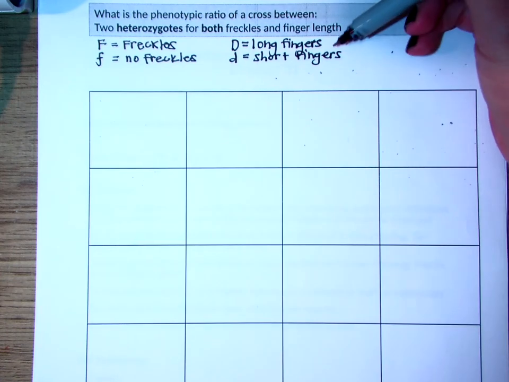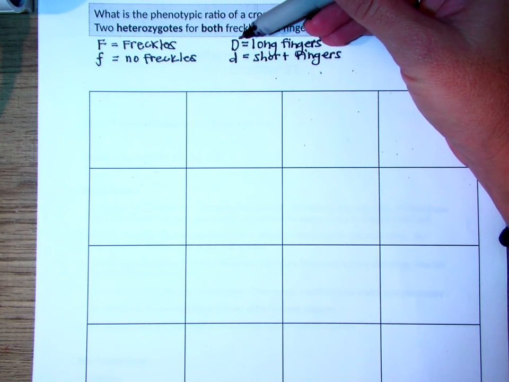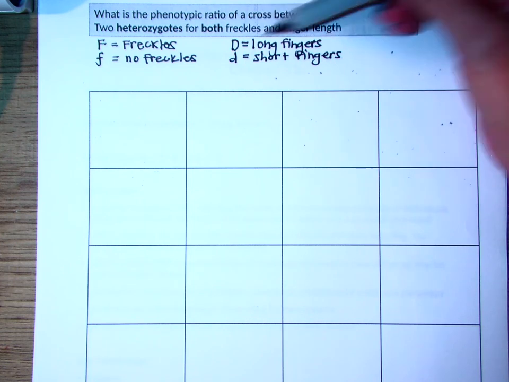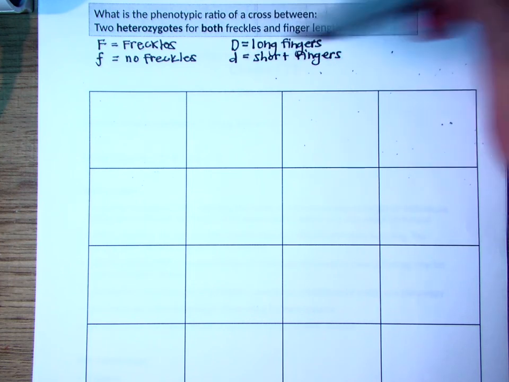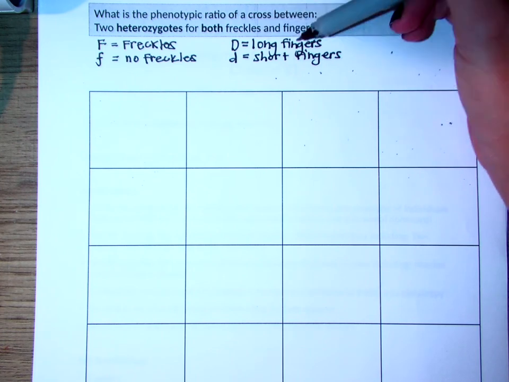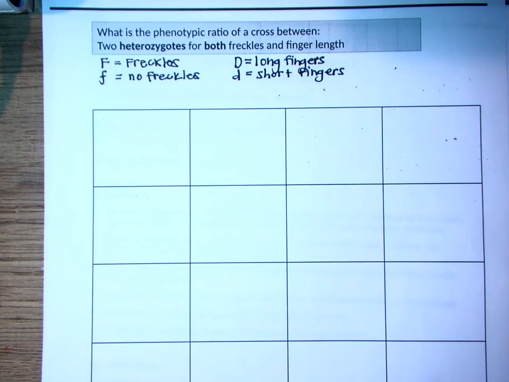And as for finger length, why is it D? Because now I'm going to have to say big D, and that makes me uncomfortable. Big D is for long fingers, and little d is for short fingers. So those are the different alleles, and long fingers are dominant to short fingers. I know this looks scary, but it's actually pretty simple.